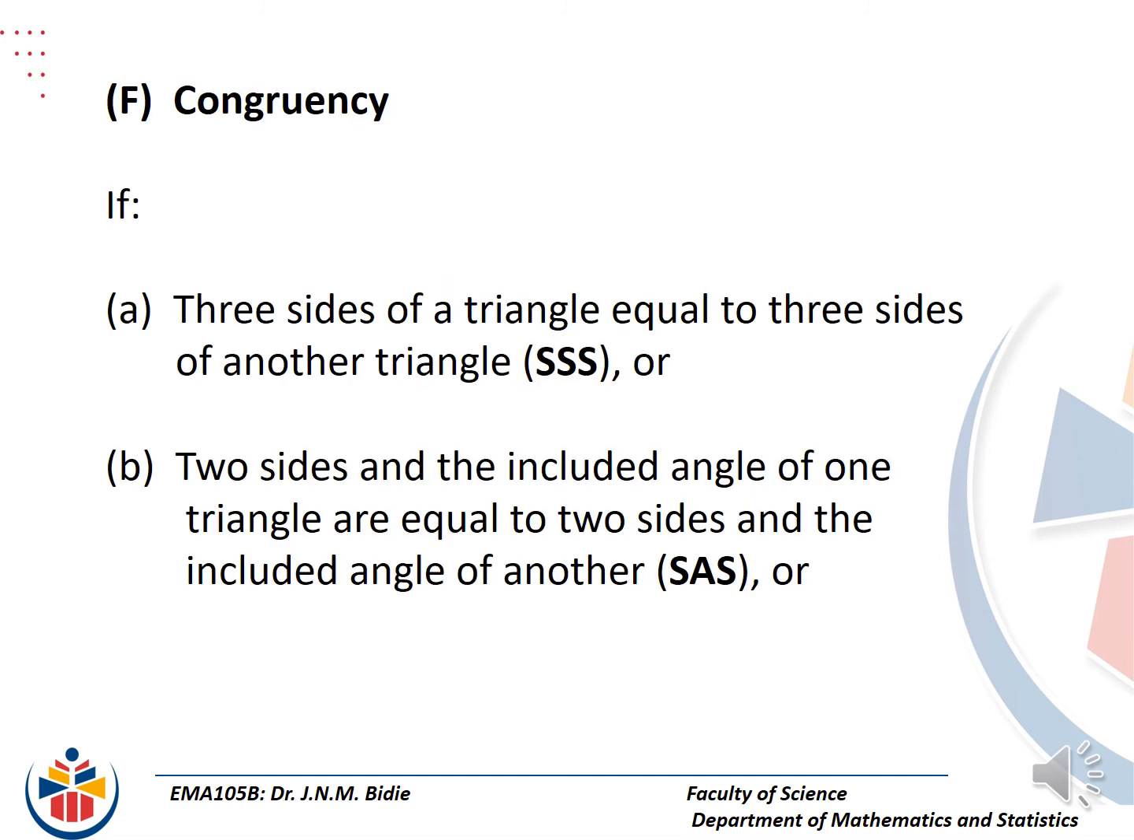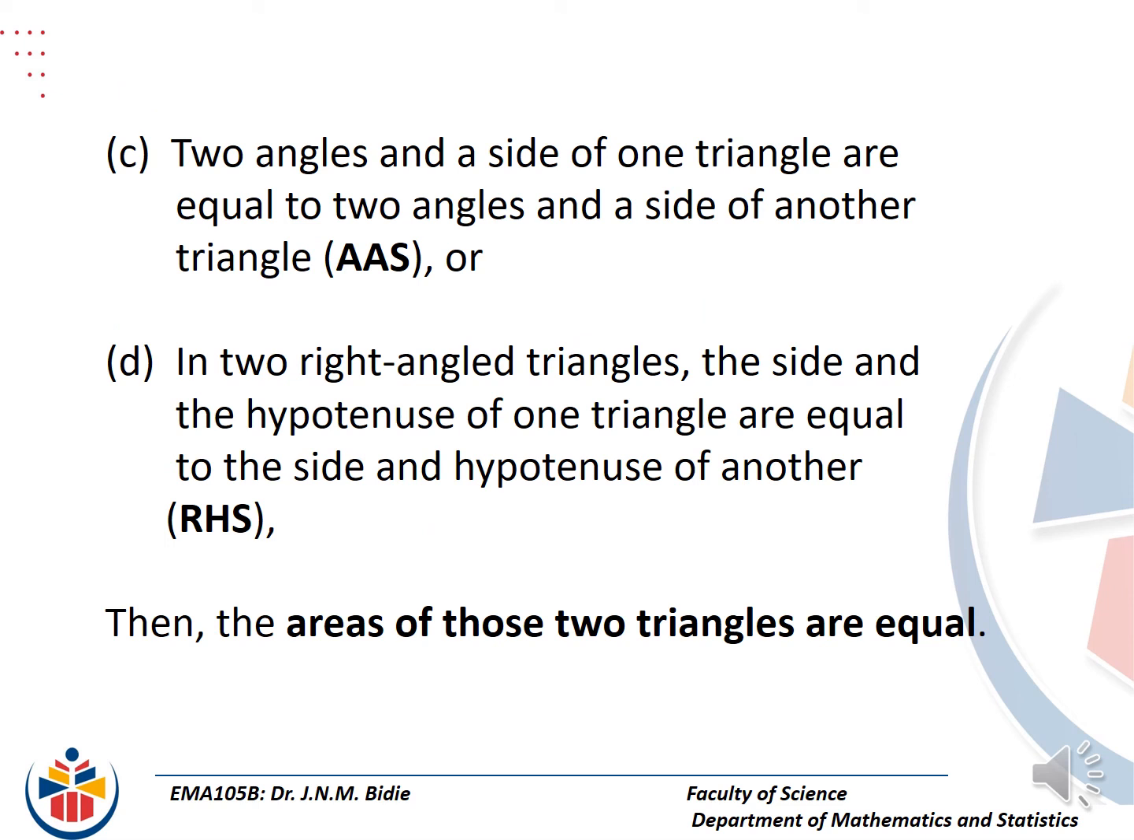Congruency. If we've got three sides of a triangle equal to three sides of another triangle, and your reason is given as side, side, side, or you have side, angle, side, that means two sides and an included angle of one triangle equal to two sides and an included angle of another triangle, or the third reason, angle, angle, side, that means two angles and a side of one triangle equal to two angles and the side of another triangle, or you have right angle, hypotenuse, and a side.